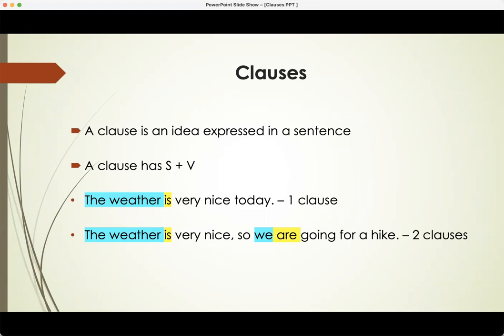However, in the second sentence given, the weather is very nice, so we're going for a hike. Here we have two clauses because we have two groups of subject verb. The first group is the weather is, and the second group is we are going.